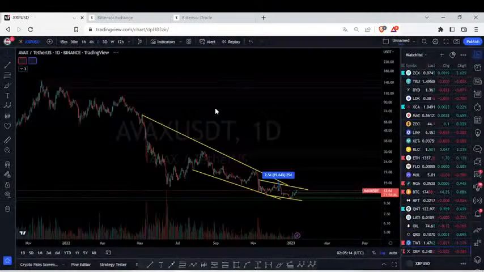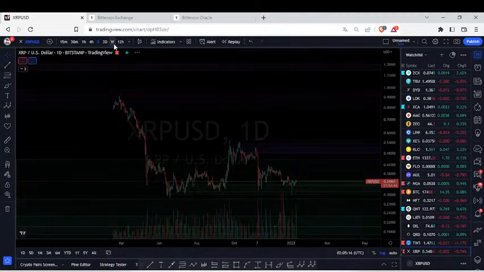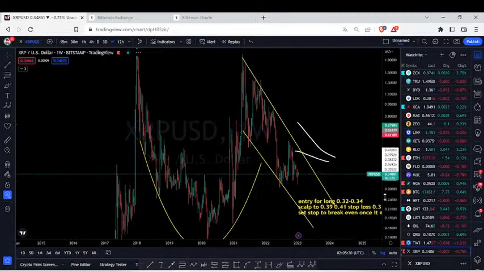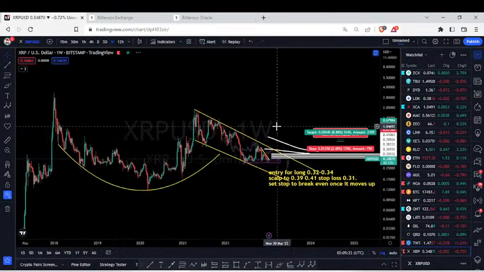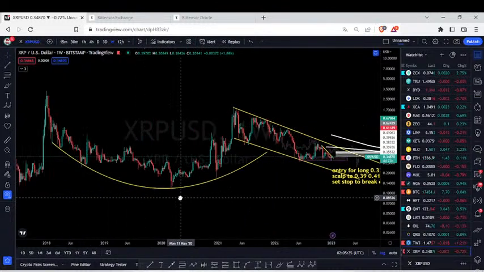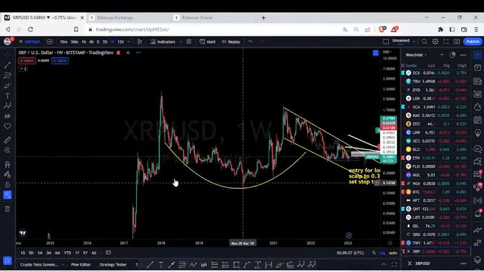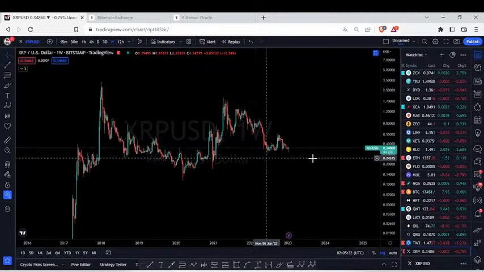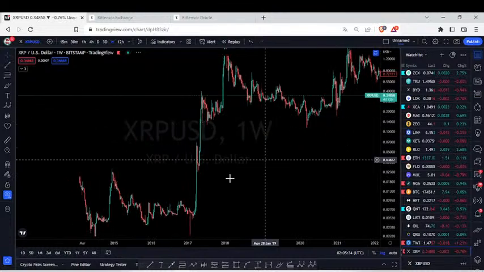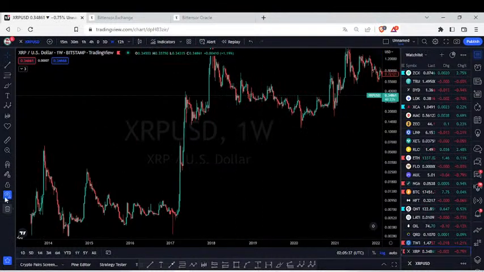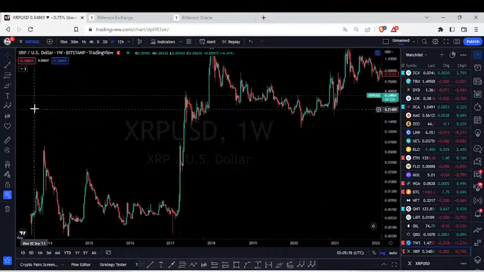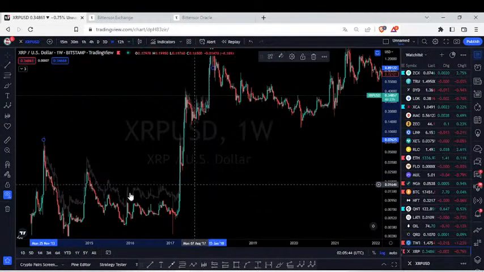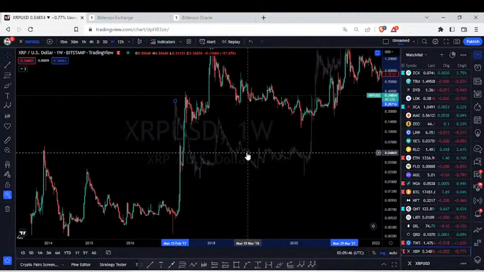Now we're going to take a look at the XRP chart, and I'm going to talk about it on the weekly time frame. I'm going to hide all the indicators and delete all of this. We'll take this fractal and I'll post it on its current position.